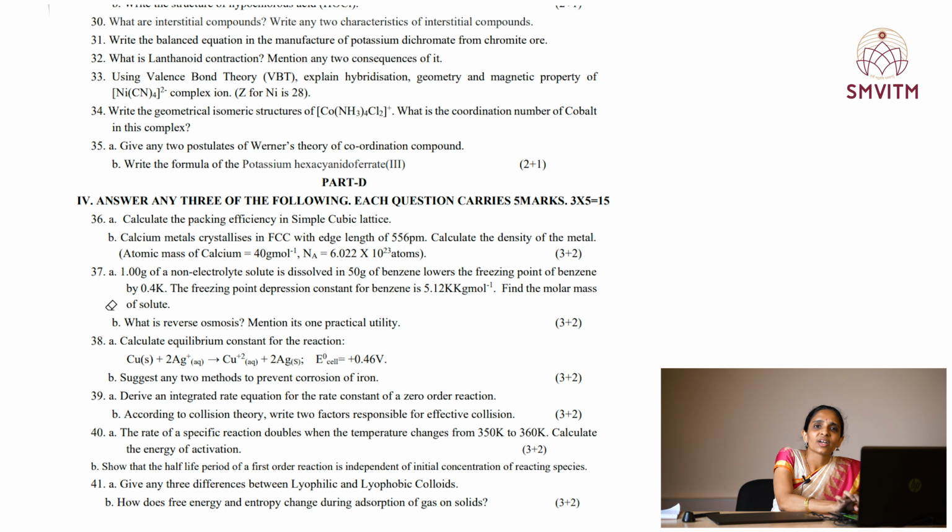And here also there are some 100% sure questions and there are some most probable questions. So, scoring in this section is very easy.